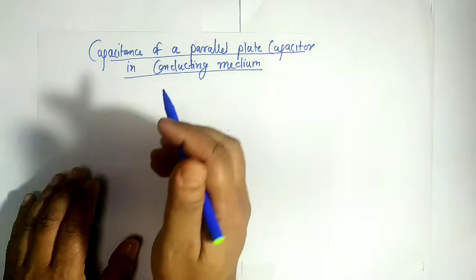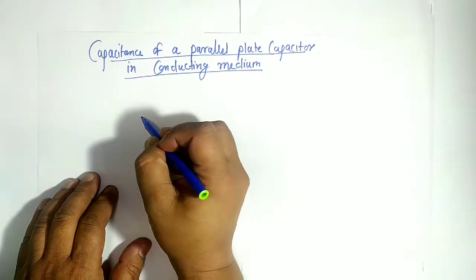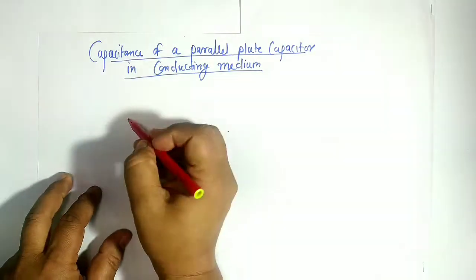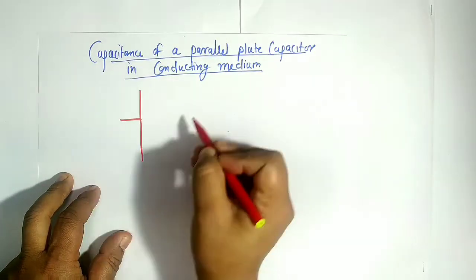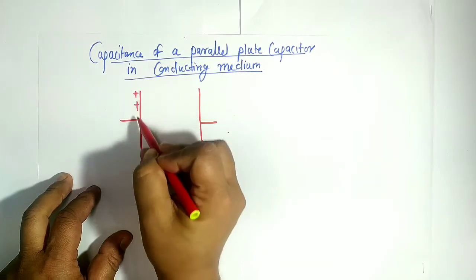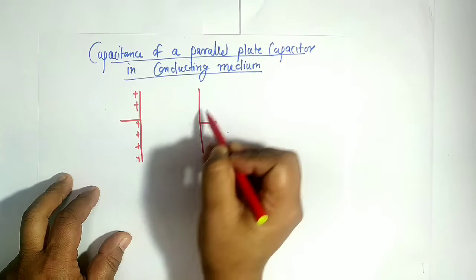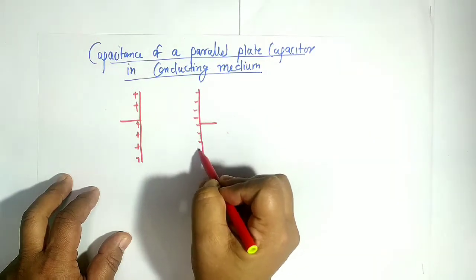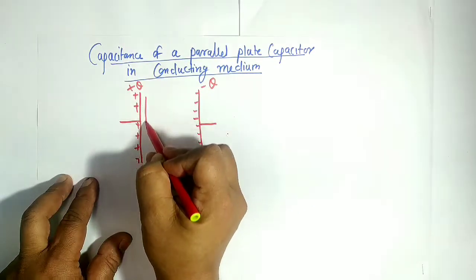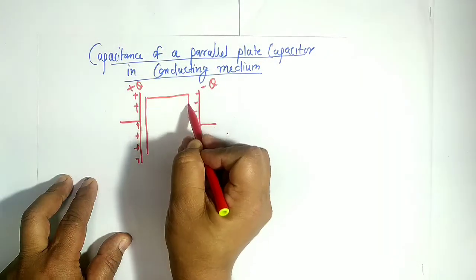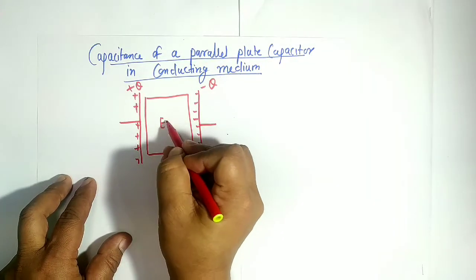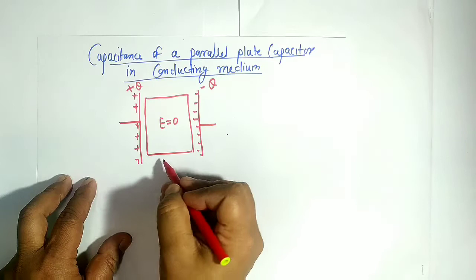So to start again with this, we consider a parallel plate capacitor like this. We have capacitor plates, one with the positive charge on it, another with the negative charge on it. We have plus Q on it, we have minus Q, and there is a conducting slab. And we all know that in a conductor the electric field is zero. We have already explained it.